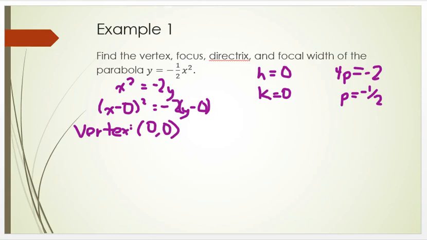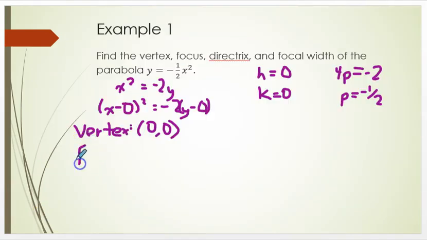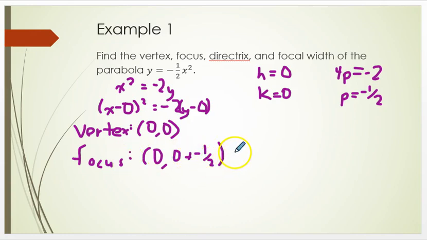Next, we're going to identify the focus, so I'll flip back to the formula. Here you can see that in our case, since we have an x squared parabola, it's going to be h comma k plus p. So our focus is h comma k plus p. Now do always simplify your values. In this case, instead of writing 0 comma 0 plus -1/2, I would just write that as 0 comma -1/2.